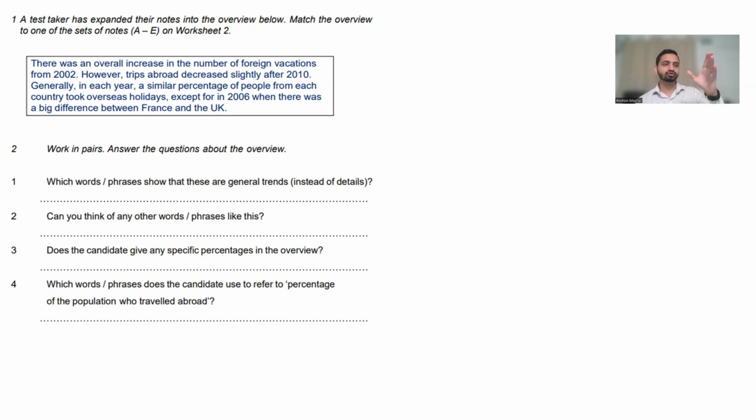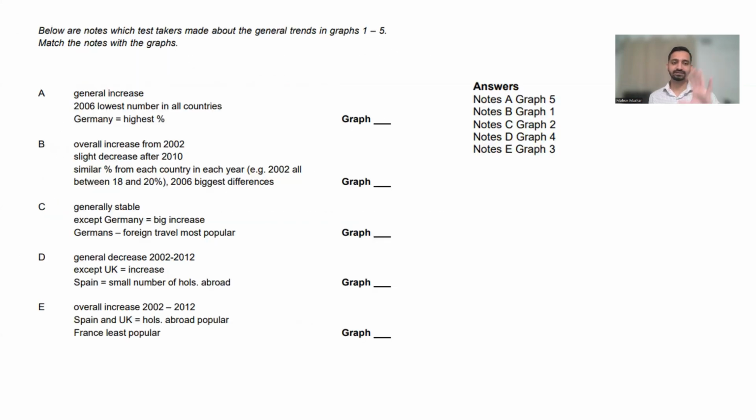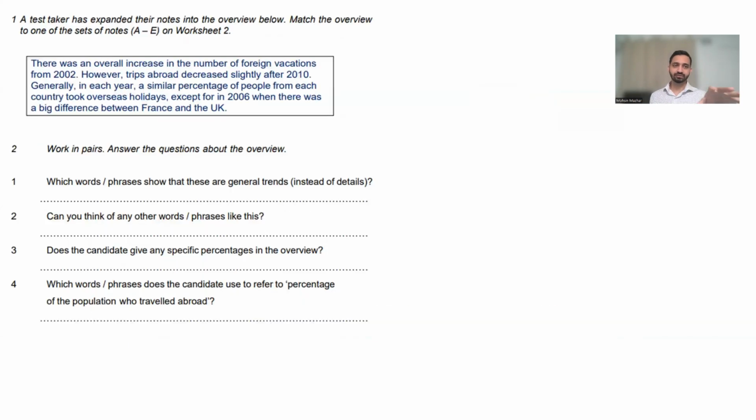Match the overview to one of the sets in A to E on worksheet 2. By that, what I mean is this: you've got information, look at the notes, you'll possibly have to go back and match it. But I'm going to show you the overview, and I want you to come back to this screen, look at the information on the left from A to E, and match it to the overview that we have here.